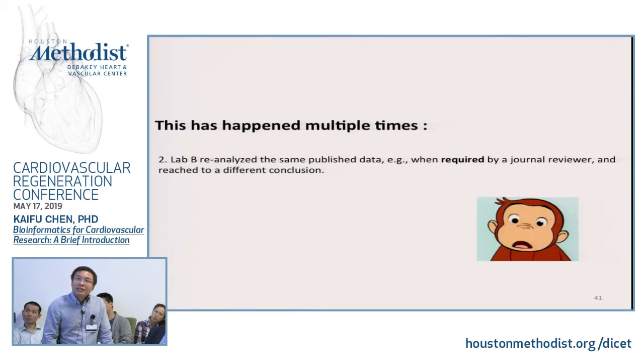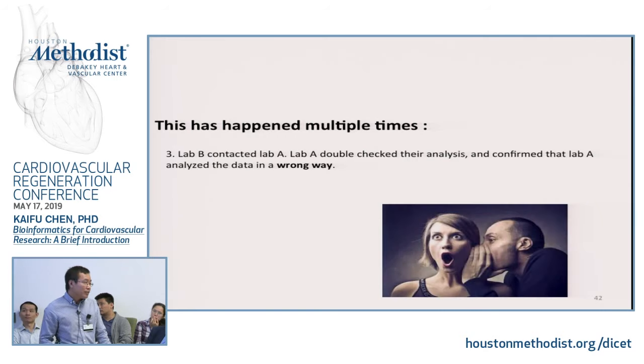And then one day, lab B reanalyzes the same published data for many reasons. For example, in one of our papers, we were required by the reviewer to analyze the data and reproduce the results generated in a Cell paper. And then finally, these people found that their conclusion is different. Based on the same data, doing the same analysis, they reached two different conclusions. So then what can they do? The first thing they will do is always to contact lab A, right? Contact lab A, and then most of the time lab A will get nervous.